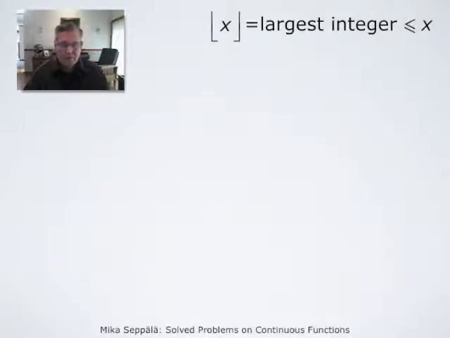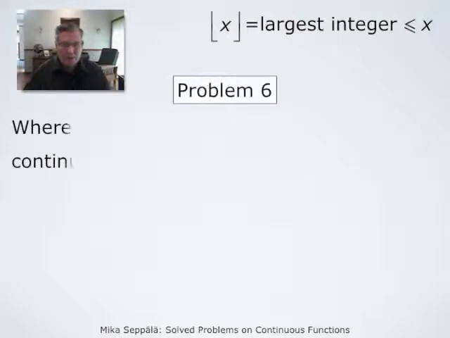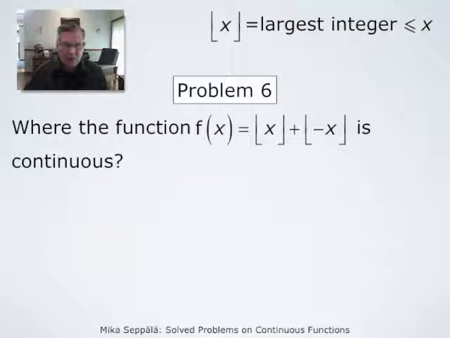To define the next problem to be considered, recall that floor of x means the largest integer which is at most x. Problem 6 of this set of solved problems on continuous functions asks where the function f of x, which is defined by setting f of x is floor of x plus floor of negative of x, is continuous.